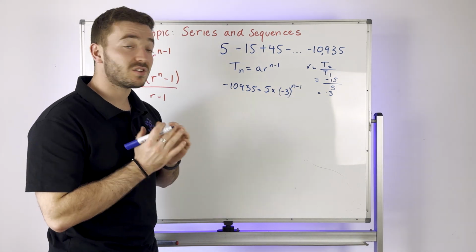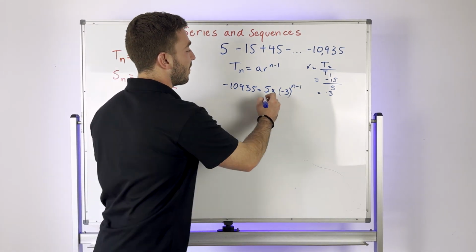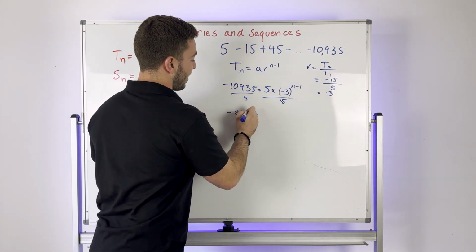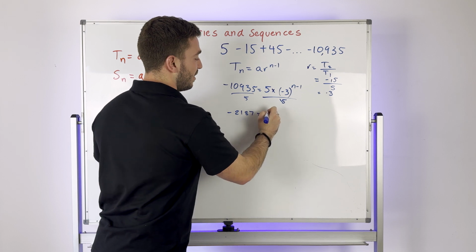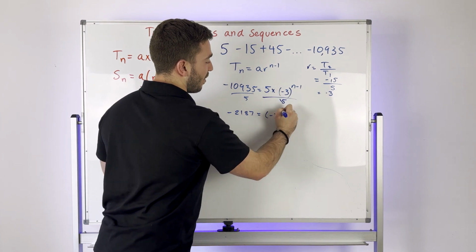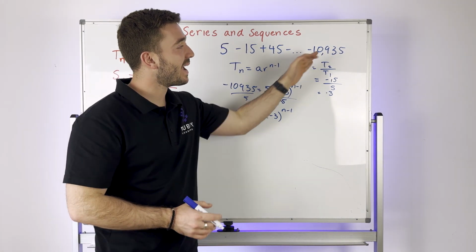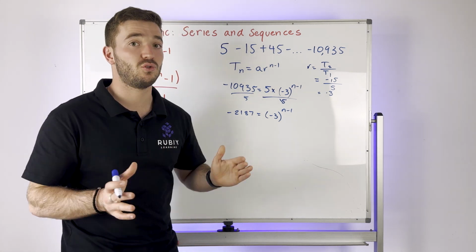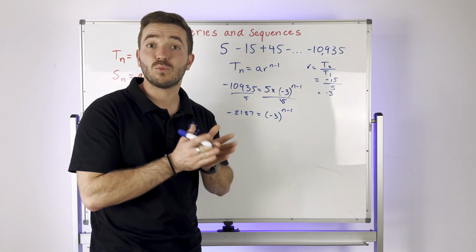All right, I'm solving for n, so the first thing to do is get rid of this 5. Dividing both sides by 5, we get negative 2,187 is equal to negative 3 to the power of n minus 1. Now, because n is going to be a whole number, an integer, we're not going to get an irrational solution. There has to be a perfectly rational solution.